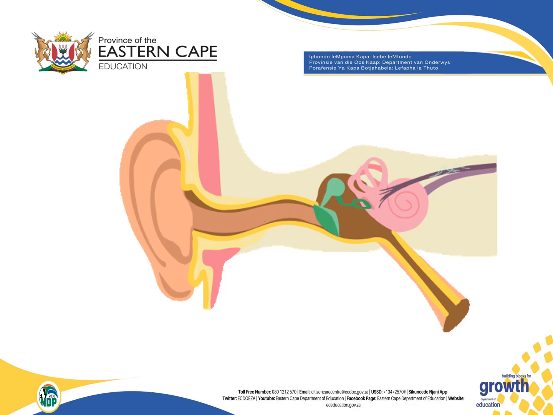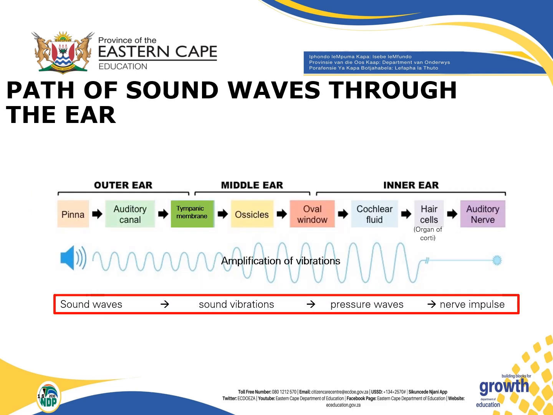To understand the consequences of damage in the ear, it is important for us to understand the pathway of sound through the ear. For us to understand the consequences of damage to structures in the ear, it's very important that we first understand the pathway of sound as it moves through the ear. Now, the ear consists of three parts: the outer ear, the middle ear, and the inner ear.